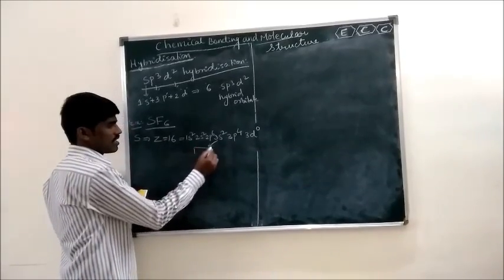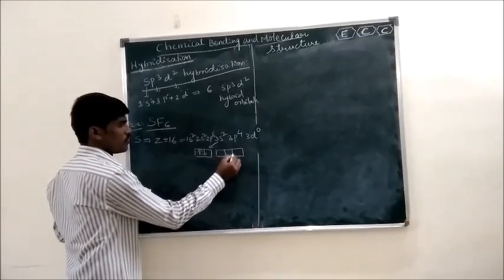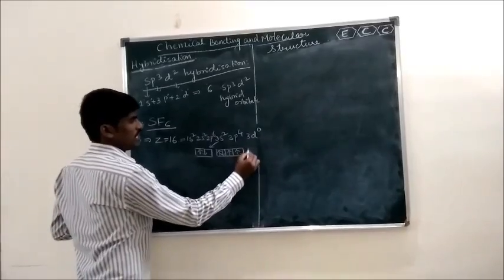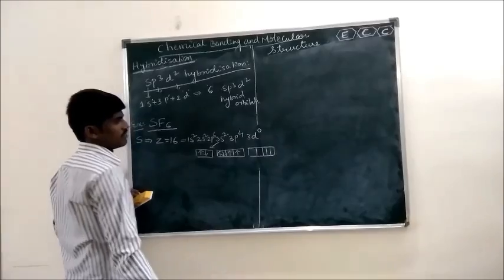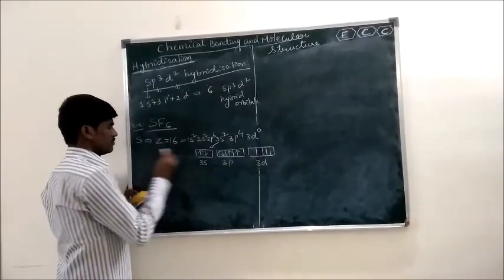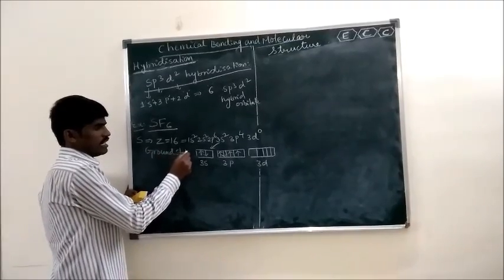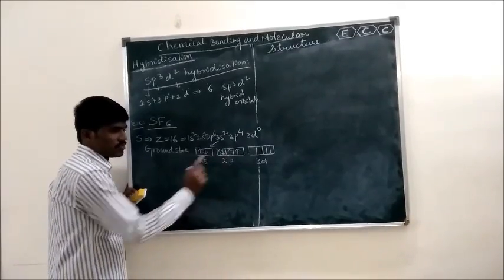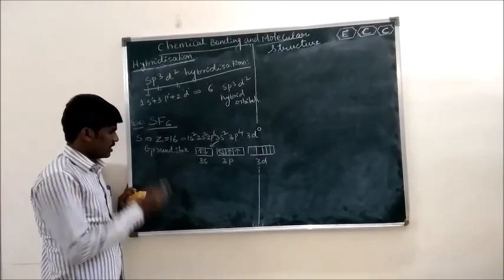So 3s has 2 electrons. Now 3p has 4 electrons. Now 3d is vacant. So it is 3s, 3p, 3d. It is the ground state configuration. In the ground state, there are 2 unpaired electrons for sulfur in 3p orbitals. What does it mean? It can form only 2 bonds.